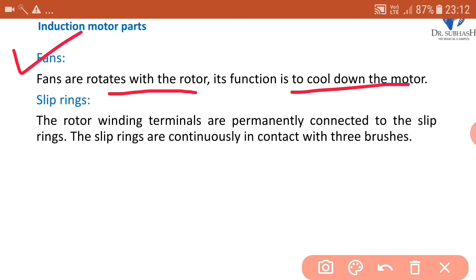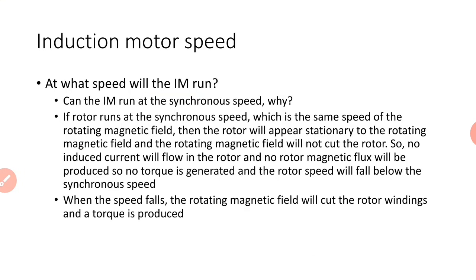Slip rings. The rotor winding terminals are permanently connected to the slip rings. The slip rings are continuously in contact with the three brushes. So we can transfer the power from the slip rings to the brushes, and we can also connect external resistance to the slip rings. So we can increase the starting torque of the slip ring induction motor.